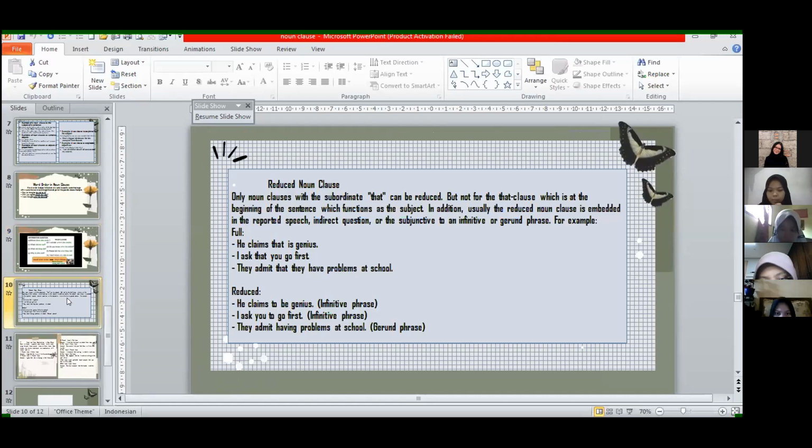Reduced noun clause. Only noun clauses with the subordinate that can be reduced, but not the that clause which is at the beginning of the sentence, which functions as the subject. Usually the reduced noun clause is embedded in reported speech, indirect question, or the subjunctive, turning into an infinitive or gerund phrase. Example of full noun clause.